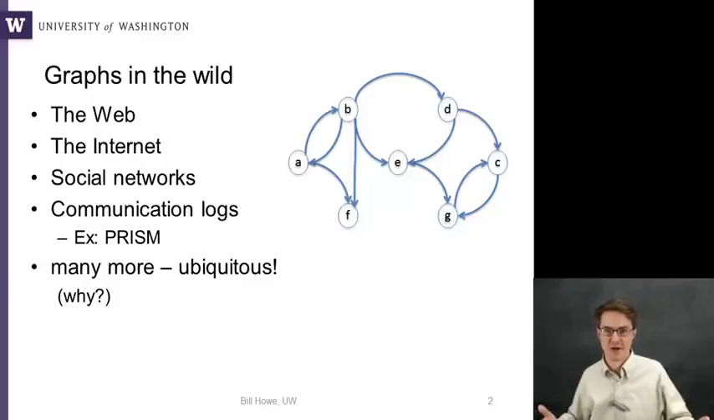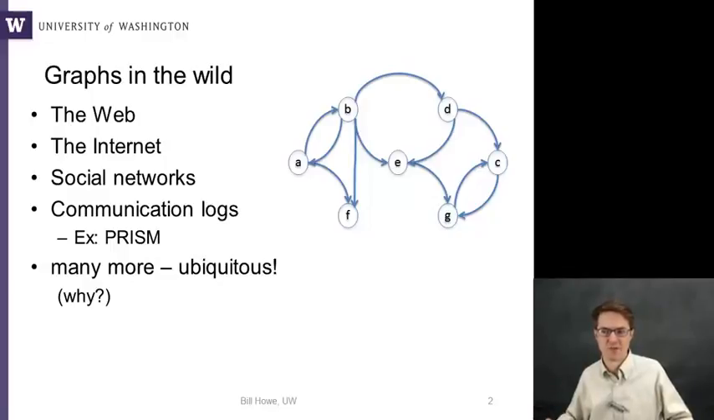Communication logs can be modeled as a graph. Every phone call between two people is an edge, and of course in the news recently this is becoming quite important with the PRISM program. And so many more. One reason these are so ubiquitous is that it really does get at the fundamentals of communication. You have a big set of actors, and anytime one actor interacts with another, that can be modeled as an edge. So this is just a very common paradigm that can capture the behavior of a lot of different kinds of systems.